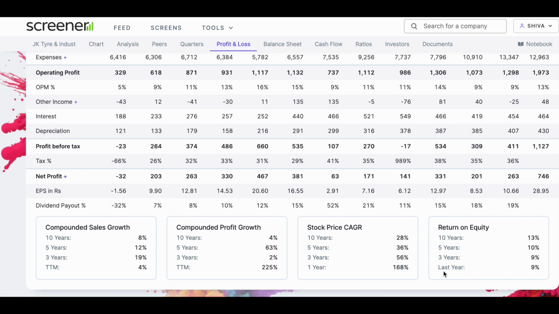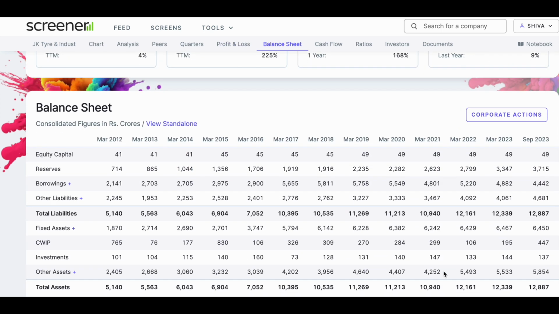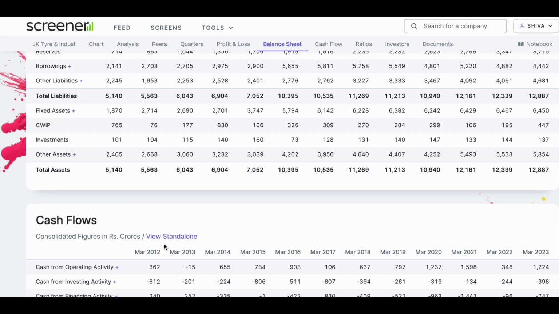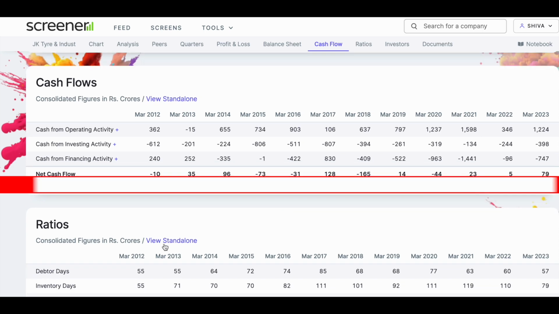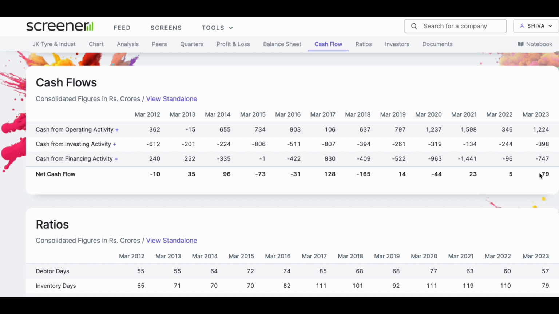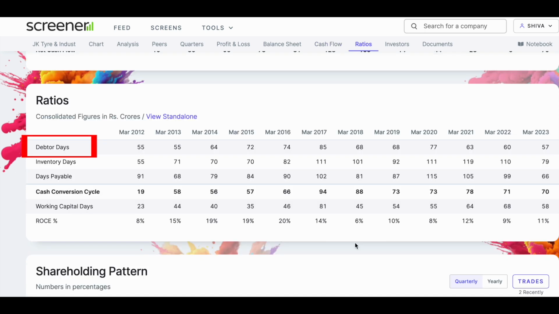So the balance sheet provides the total number of assets and the total number of liabilities, and there is no negative in here. It's running well. Talking about cash flow, the cash from operating activity was positive in March 2023 at 1224 crore, and the investing activity was negative. Overall net cash flow is 79, and it has increased over the past 4 years. Here we talk about ratios, which are debtor days, which measure how quickly cash is being collected from debtors, and inventory days, which measure how long a product is in storage before being sold. ROCE is 11% in the year 2023.